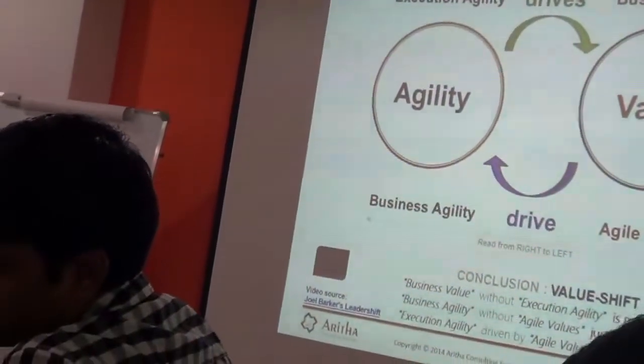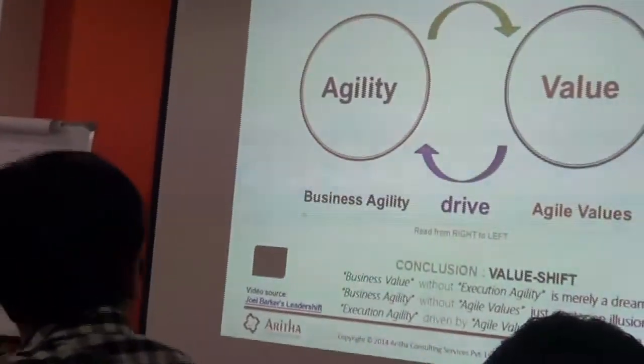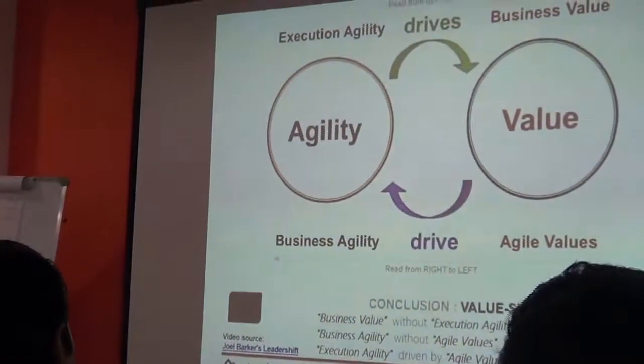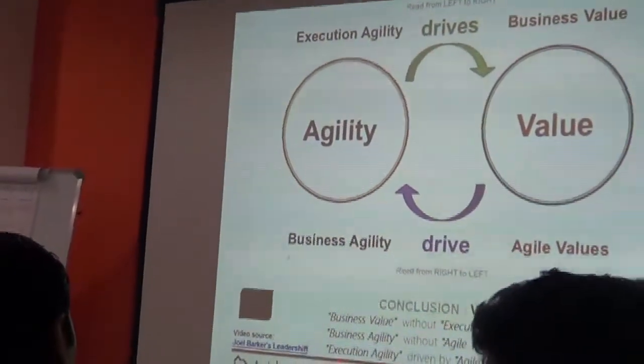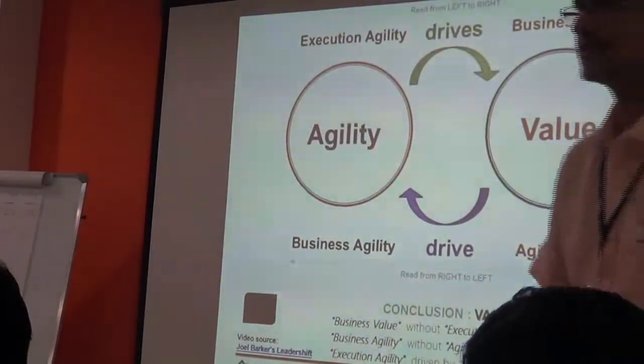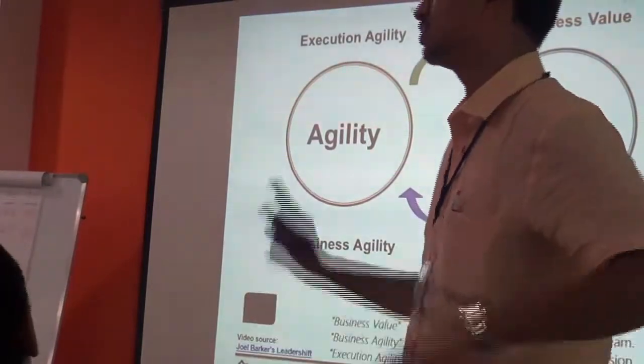So this is what we call doing agile versus being agile, right? You might be doing agile without realizing the values, without being driven by the agile values. Then it's only an illusion. And the execution agility driven by agile values can transform the business. Okay, so that's the message I want to leave, and that's all.